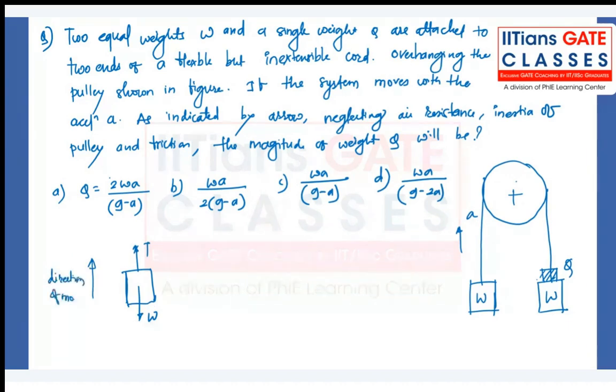So in order to apply the equation of equilibrium, or to make a dynamic equilibrium case, the inertia force of mass times acceleration has to be applied in the downward direction. Mass times acceleration means W divided by g into a. So T is equal to W plus W a by g, which in short we can write as W times (1 plus a by g).